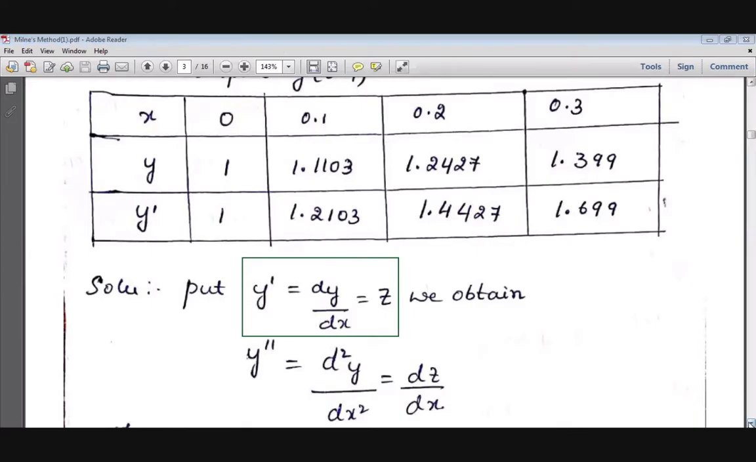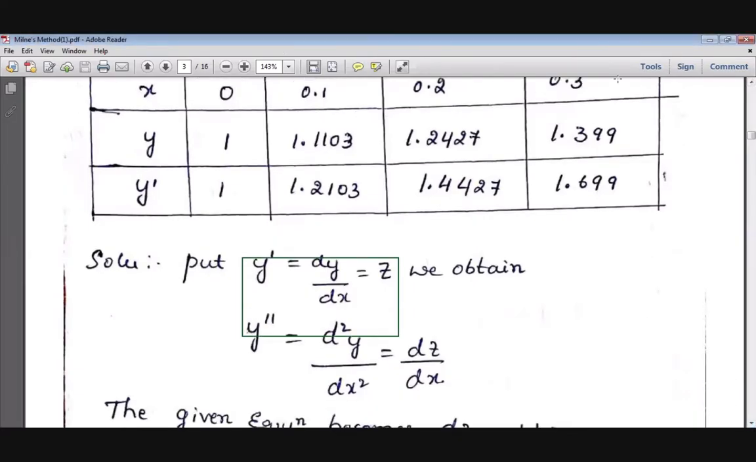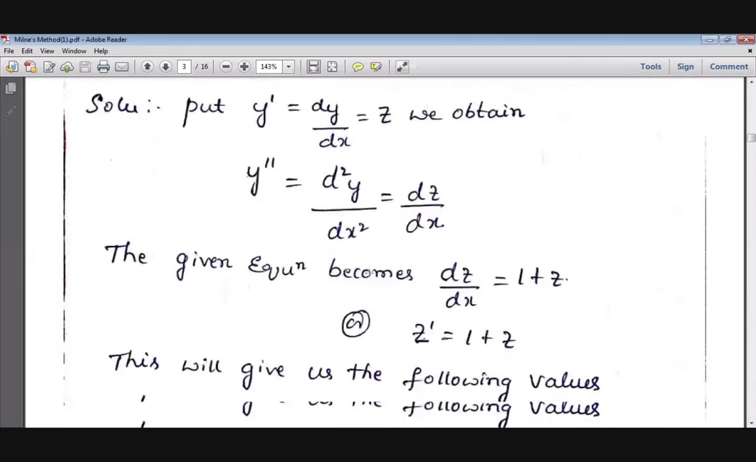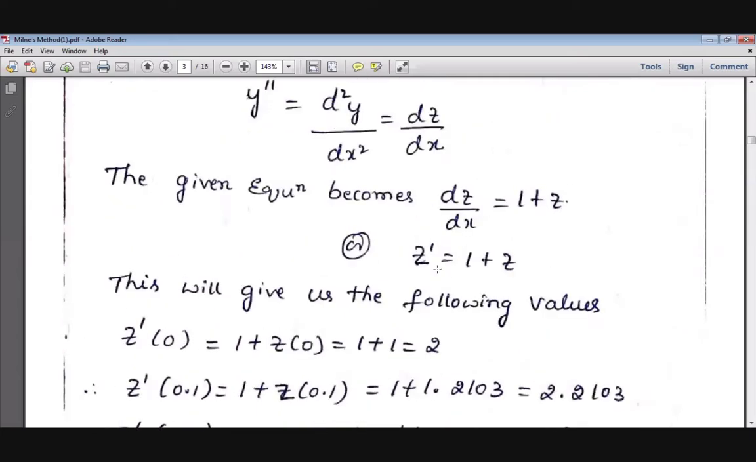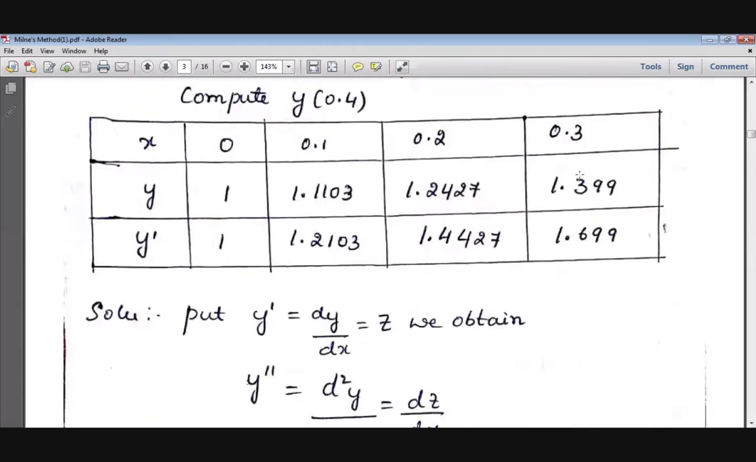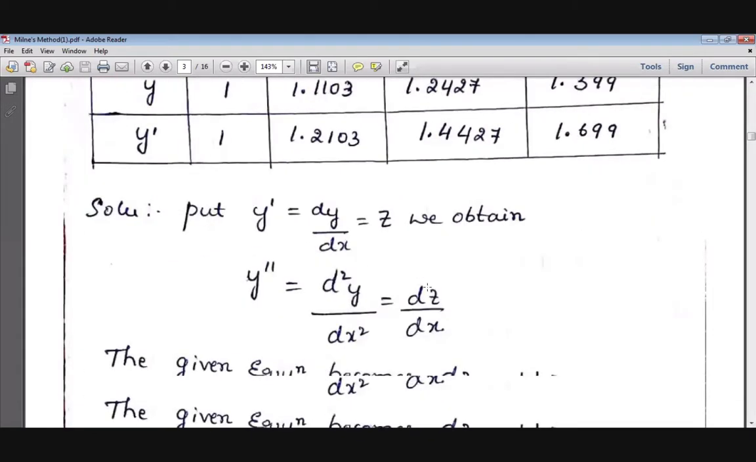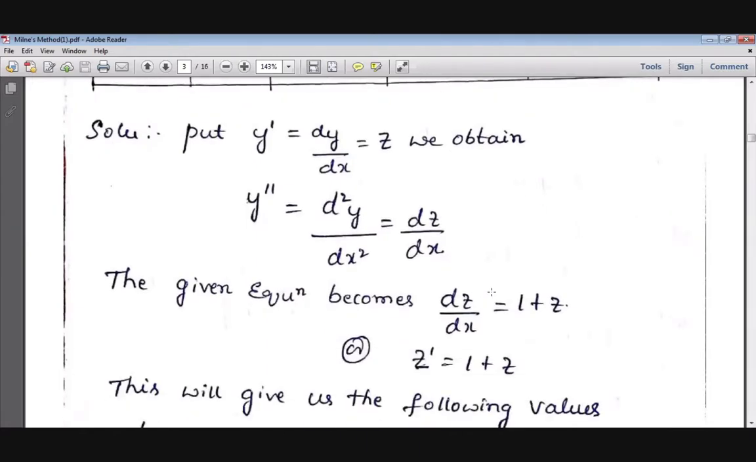Next, take the given problem. What is the given problem? D square y by dx square equal to 1 plus dy by dx. That is the given problem. In place of d square y by dx square, we need to substitute dz by dx.